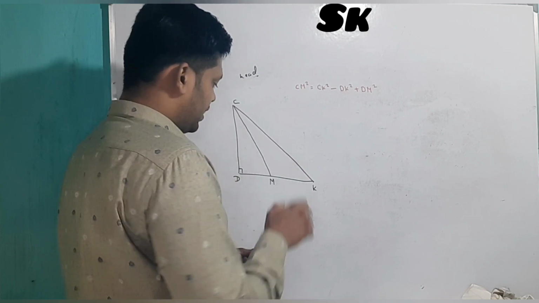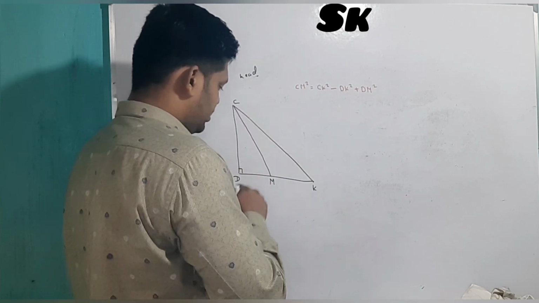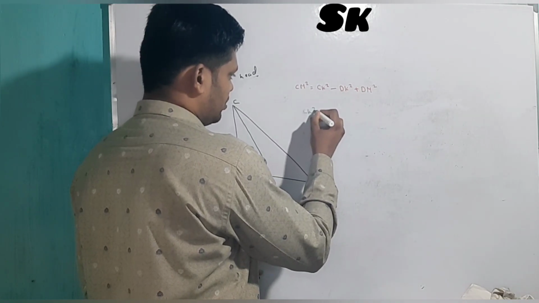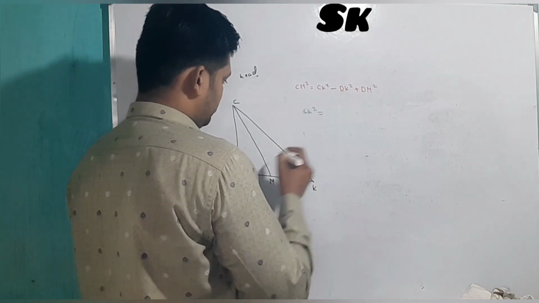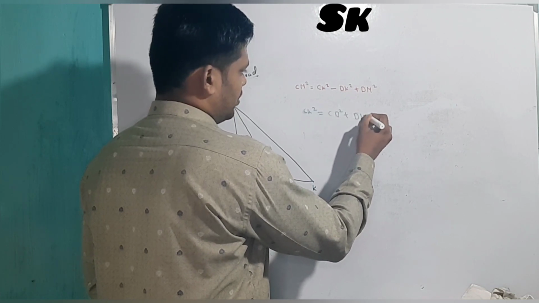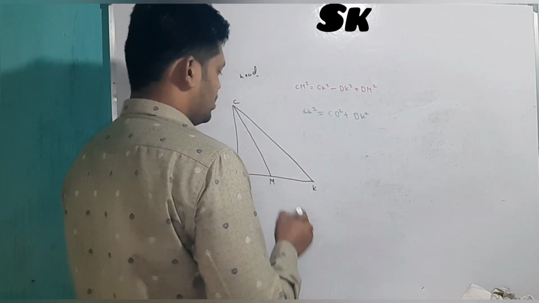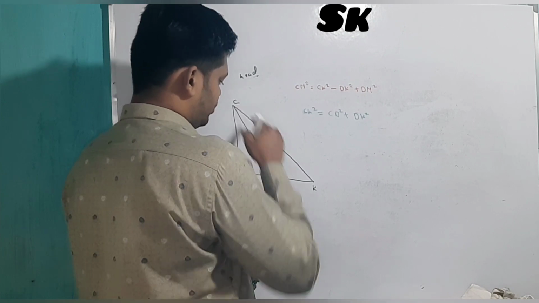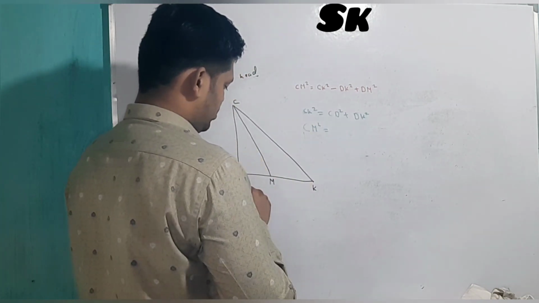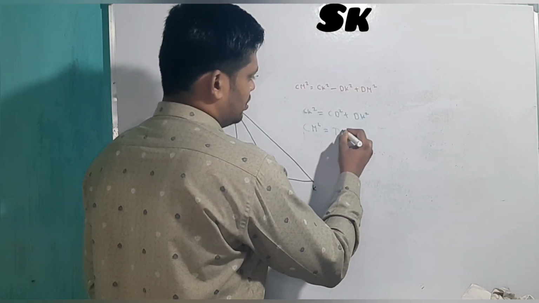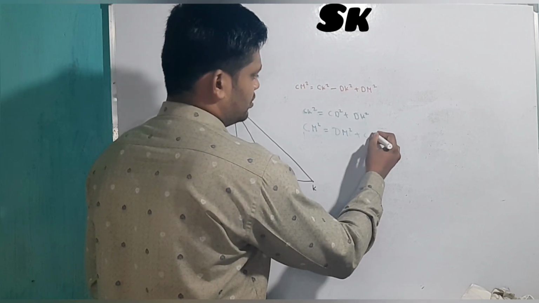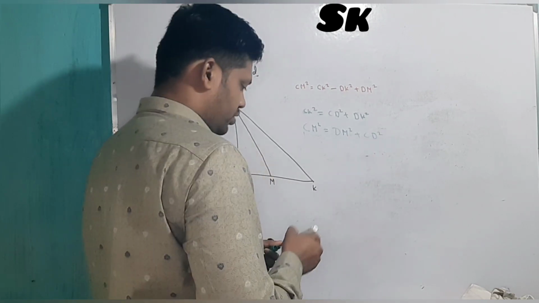So with respect to the big one, that is CDK, CK square is equal to CD square plus DK square. This is equation number 1. Equation number 2, small one, CM square is equal to DM square plus CD square. This is equation number 2.